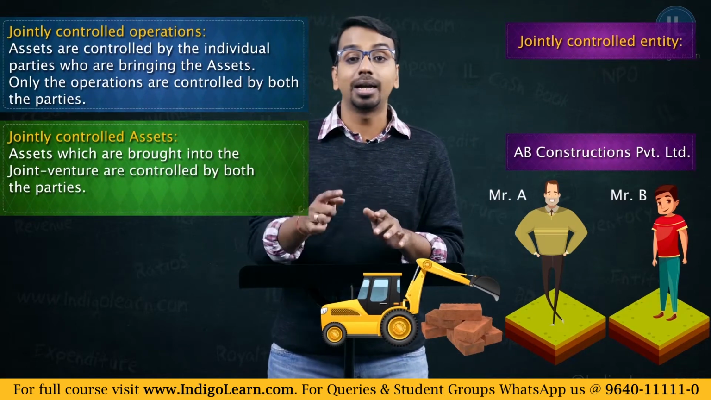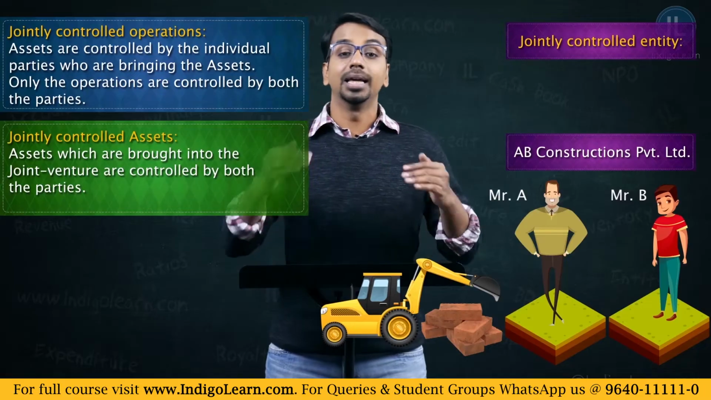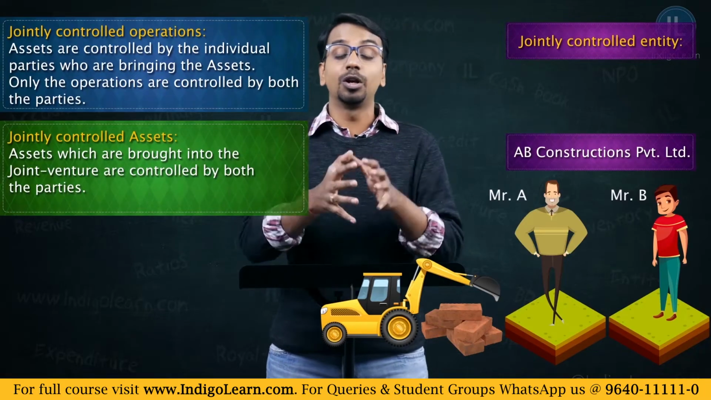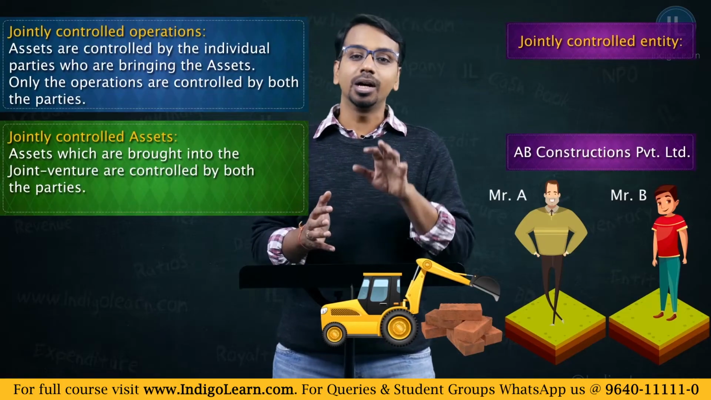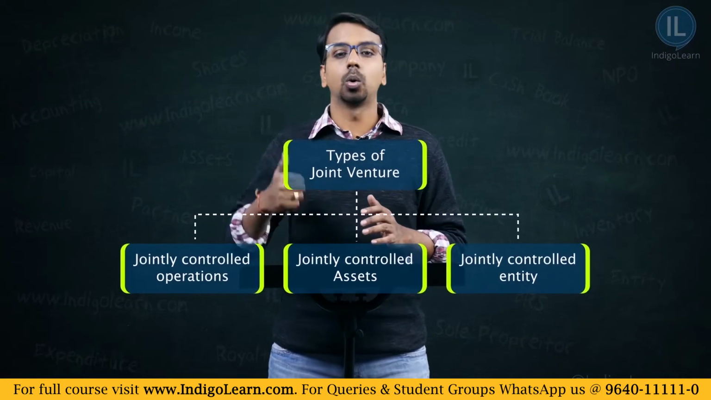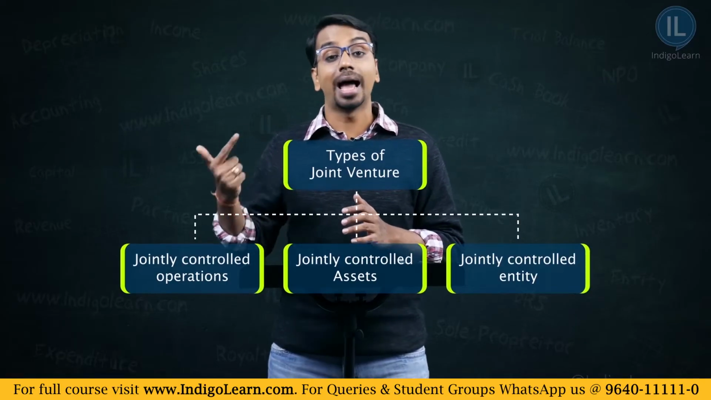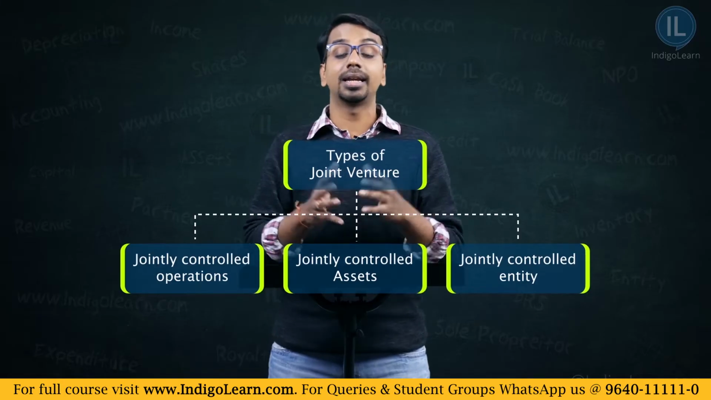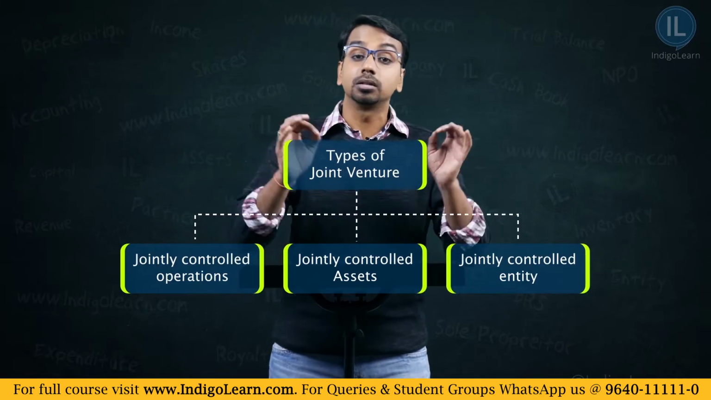This entity is jointly controlled by A and B, and that entity, that is the AB Construction Limited, that will own all the assets related to the construction. So there can be three different forms: jointly controlled operations, jointly controlled assets, jointly controlled entity. Now it is not necessary that the joint venturers only pass on the property.